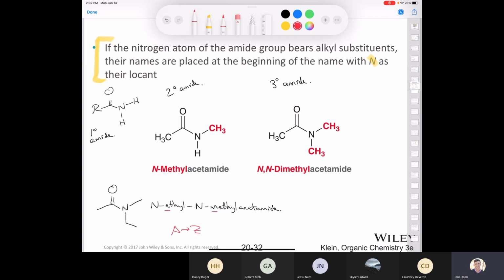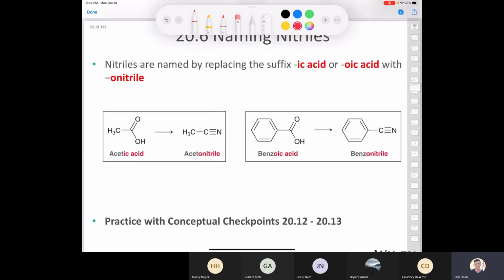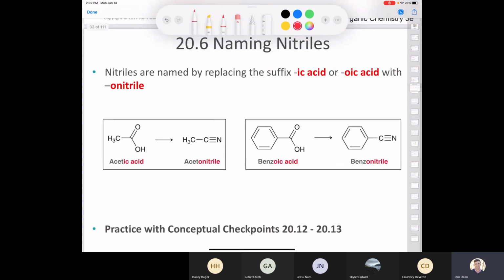All right. And then the last functional group is a nitrile. So if you have your suffix, which would be ic acid or oic acid, you replace it with onitrile. It's kind of long. So acetic acid becomes acetonitrile. Benzoic acid becomes benzonitrile. So there you go. Just replace oic acid or ic acid with onitrile.